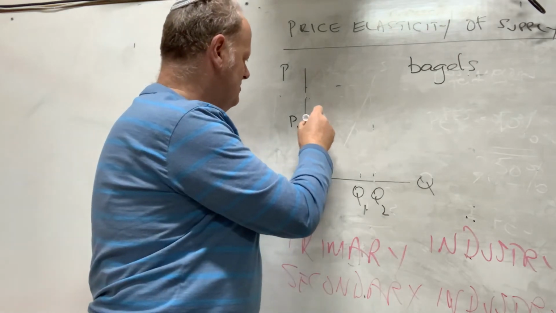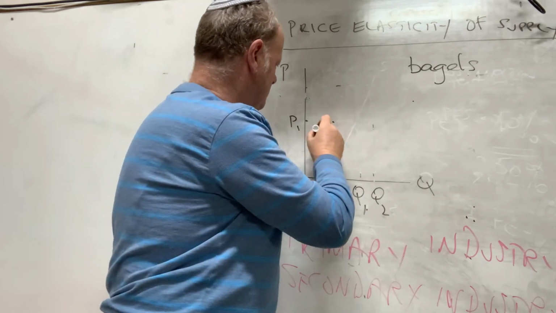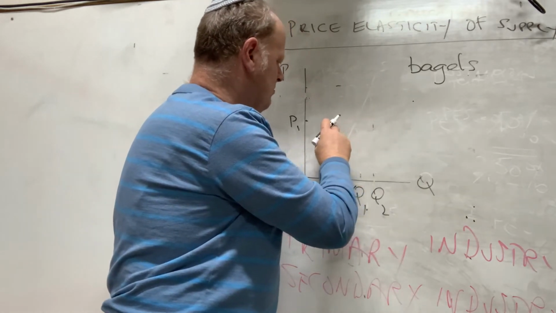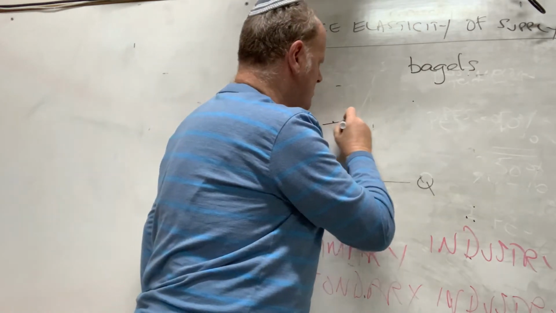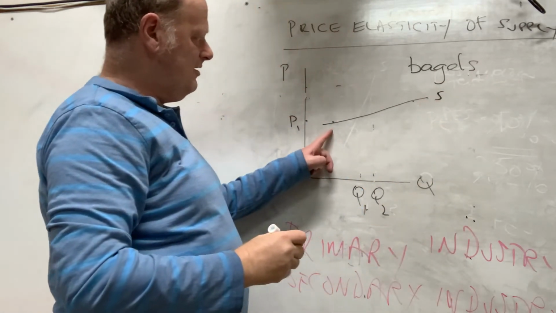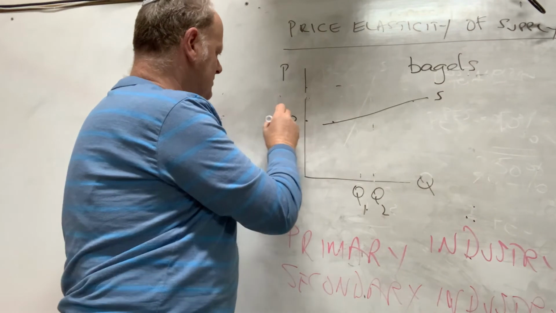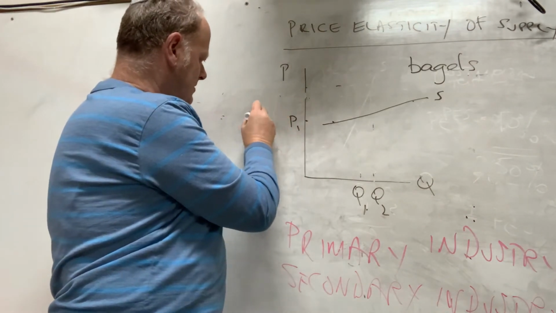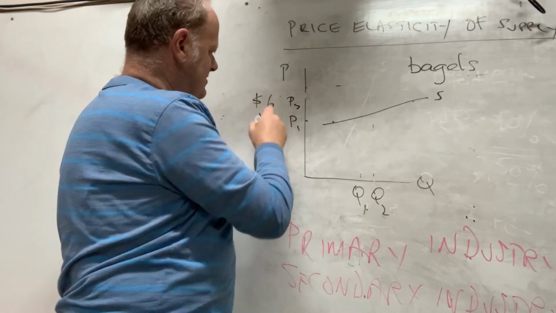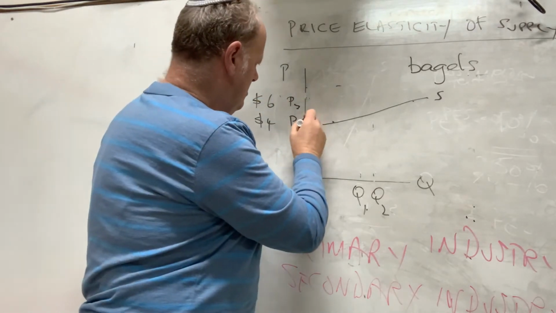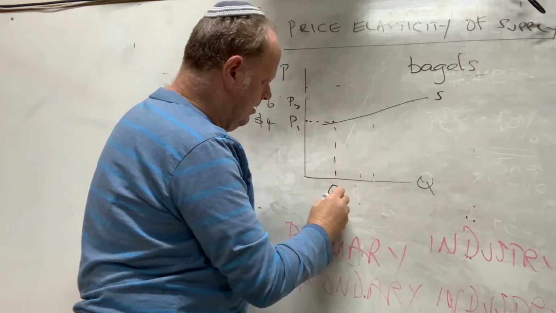At $3, there'll be this amount. At $4, there'll be that amount. Or so let's use the examples before. At $4, it'll be this amount. At $6, it's going to be that amount. See, we've got a very elastic supply curve. So let's say that P1 is $4 and P2 is $6. So let's get rid of the Q's. That's going to be the quantity 1.